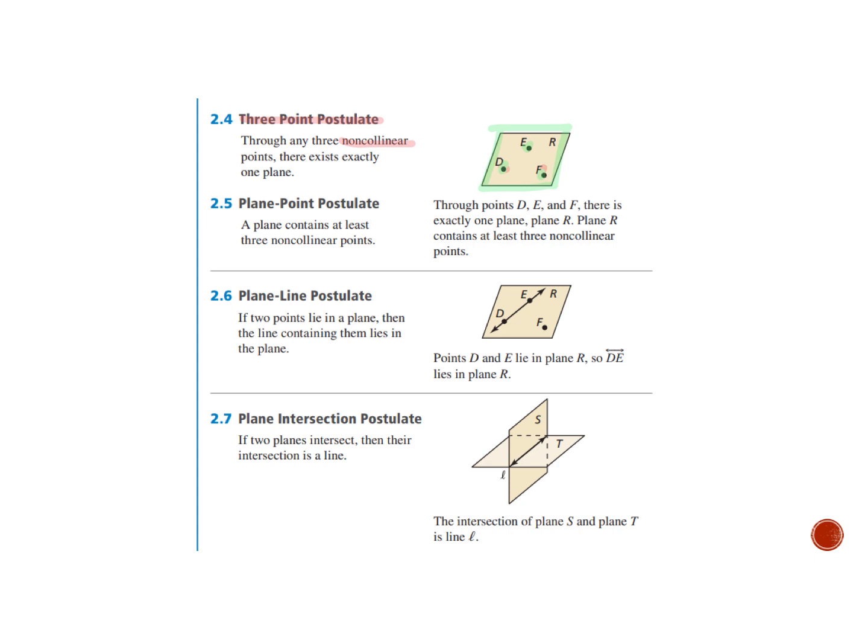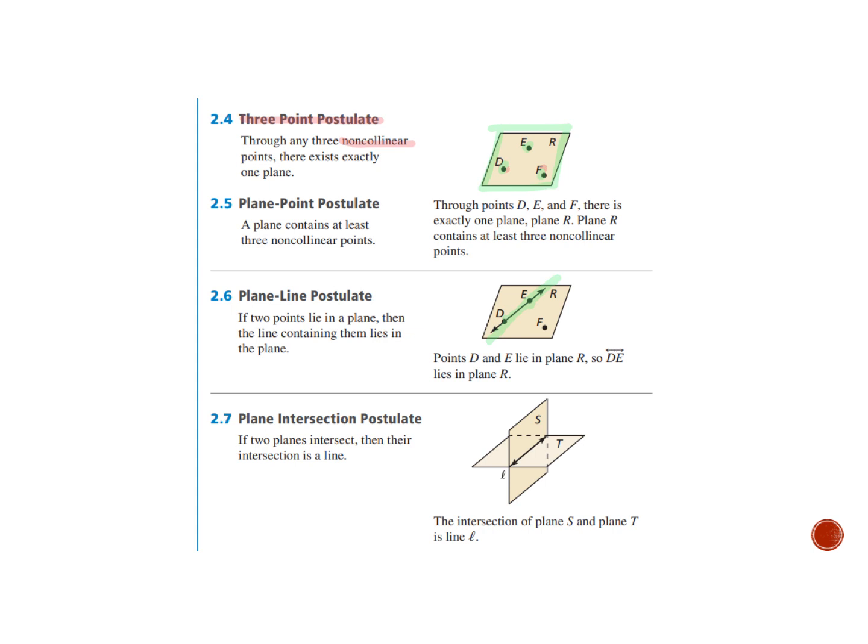Postulate 2.6 is the plane line postulate. And it says if 2 points lie in a plane, then the line containing them also lies in the plane. So you can see here we have 2 points, D and E, are on a plane, and we can connect those 2 points with a line, but that also tells us that that line is also going to be on that plane.